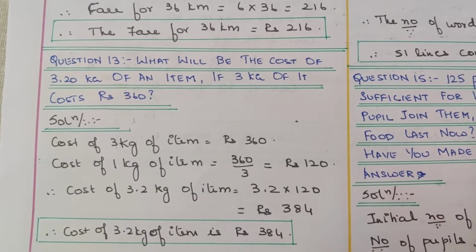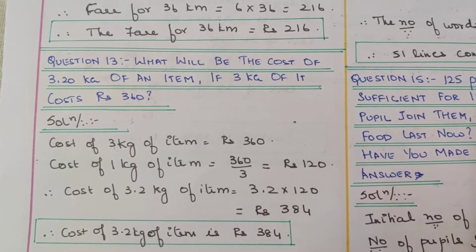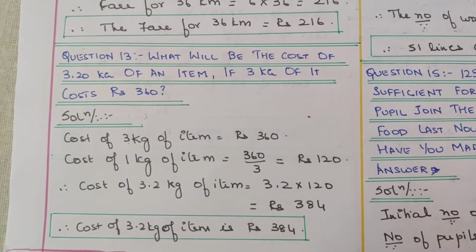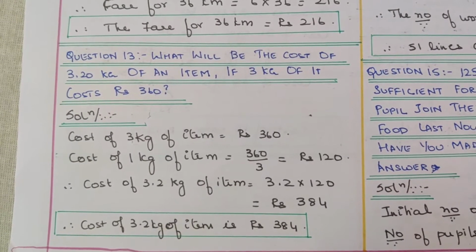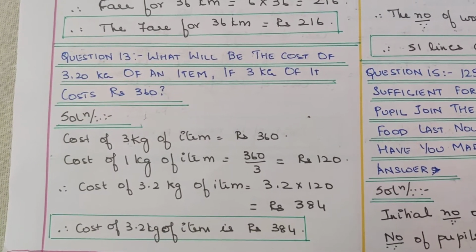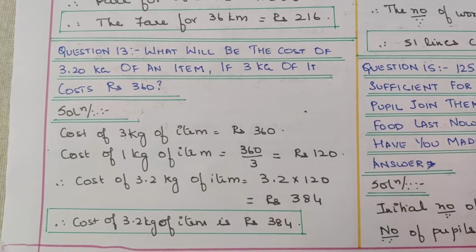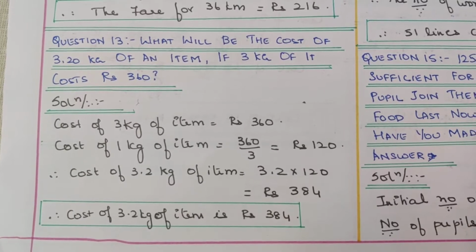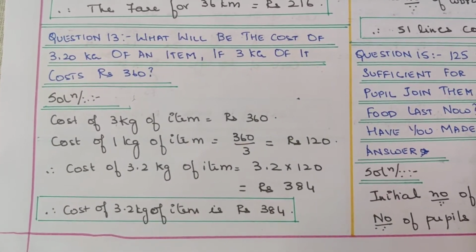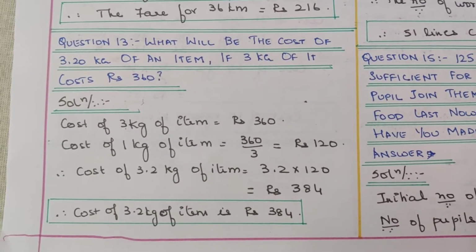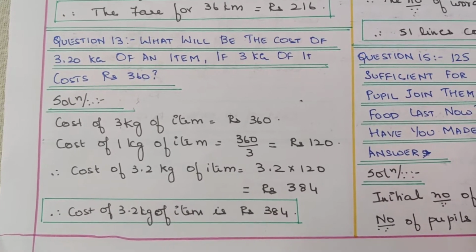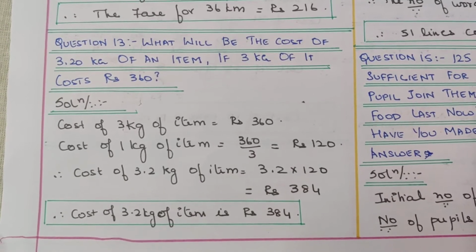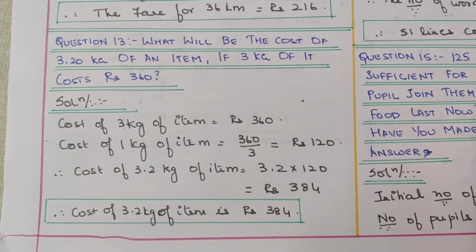What will be the cost of 3.2 kg of an item if 3 kg costs rupees 360? Again, find the cost of 1 kg and then multiply whatever you're getting with 3.2 and that will give you the answer. So cost of 3 kg of an item is rupees 360. Cost of 1 kg of item will be 360 by 3, that is equal to rupees 120. Therefore, cost of 3.2 kg of an item is equal to 3.2 into 120, that is 384. Therefore, cost of 3.2 kg of an item is rupees 384.